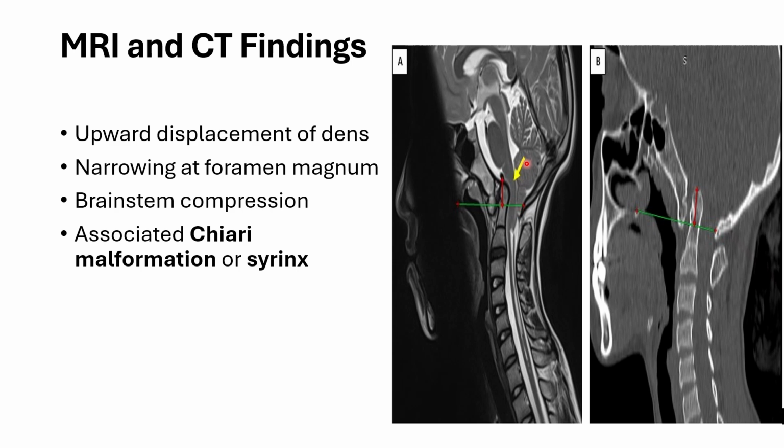We can see this yellow arrow denoting the compression of the brain stem, and it is mostly associated with Chiari malformation or syrinx formation. As we can see in this image, there is a syrinx formation in the spinal cord, and symptoms caused by this are neck pain, weakness, imbalance, numbness, or swallowing difficulty due to the compression of the brain stem.